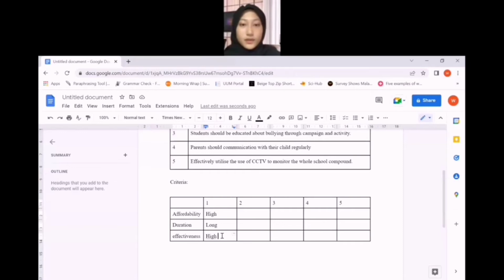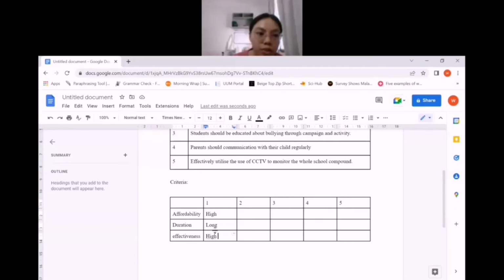Sorry for interrupting, Amira. I think that the effectiveness of this solution is low. This is because sometimes the school cannot find a suitable teacher or staff to guide and patrol around the school area, and students will avoid the places that have people patrolling and bully elsewhere. So I think the effectiveness is low. That is my point. Do you agree with me?